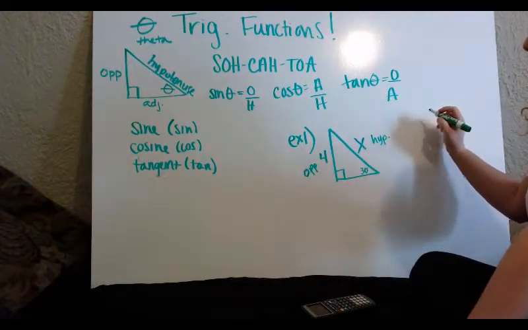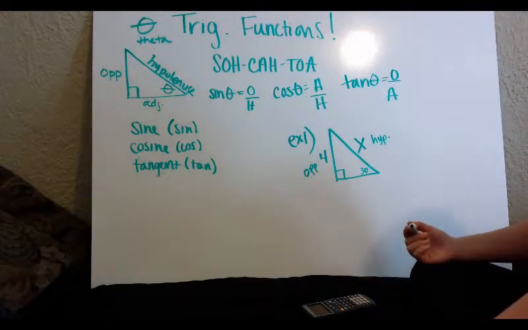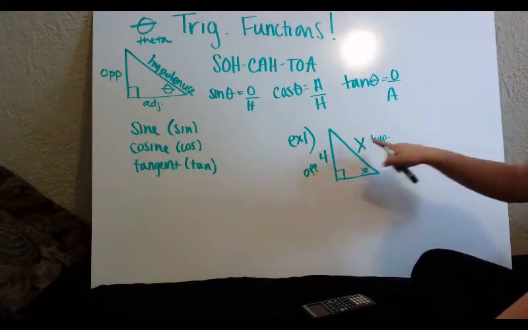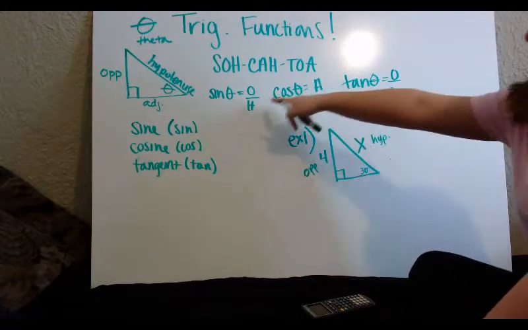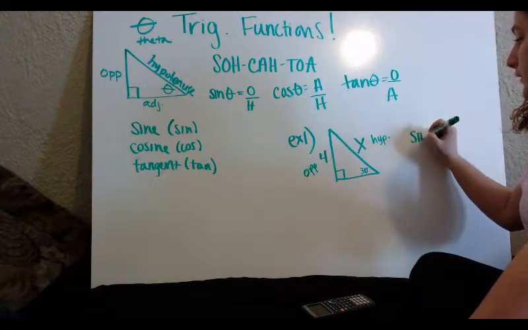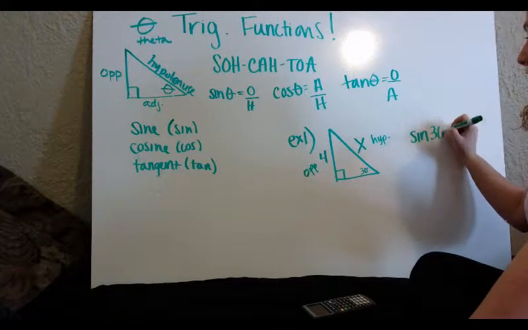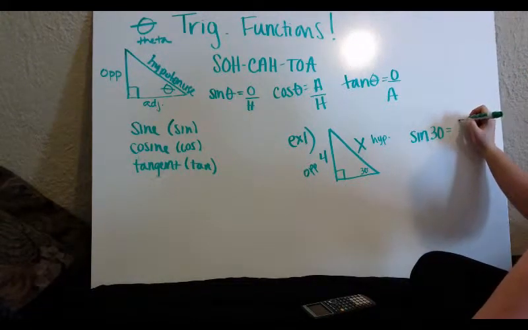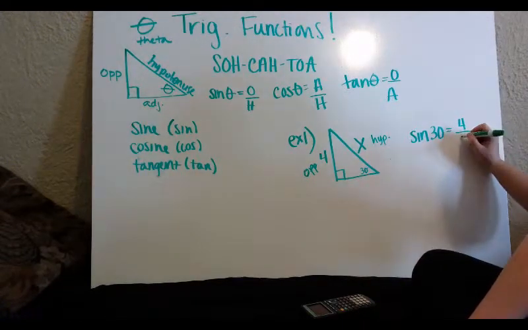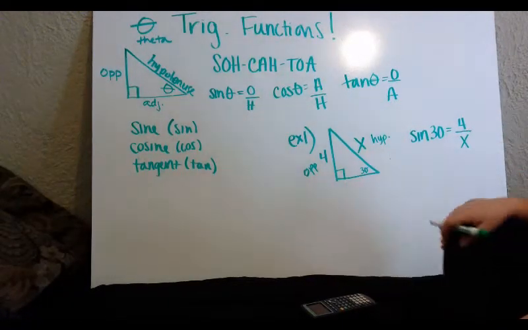So how I'm going to write this is first I need to figure out what trig function this is. So which one includes opposite and hypotenuse? Well, that's going to be sine. So we're going to write the sine of 30 is equal to 4, which is my opposite, over x, which is my hypotenuse.